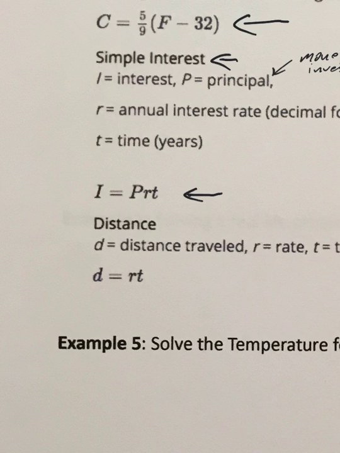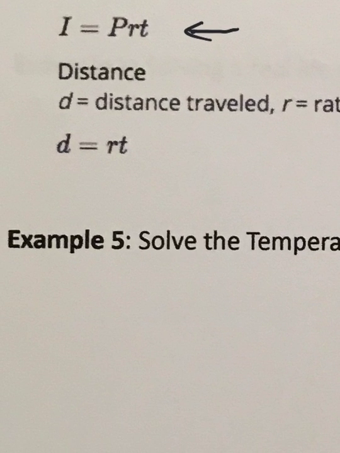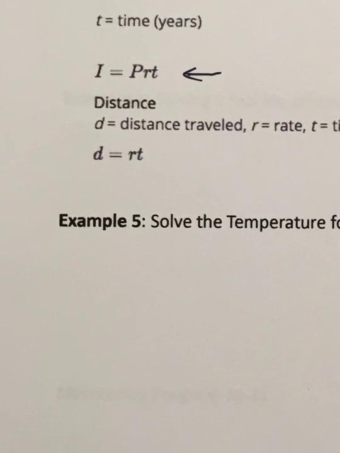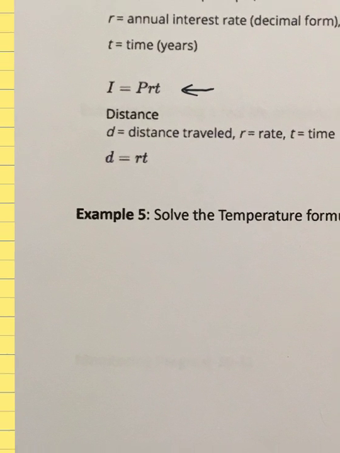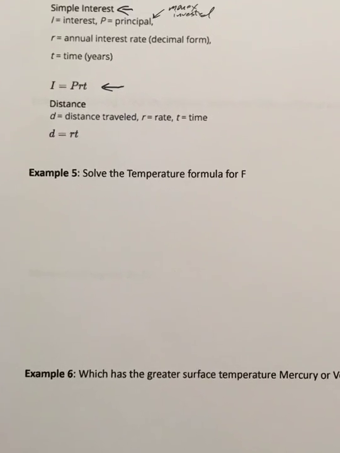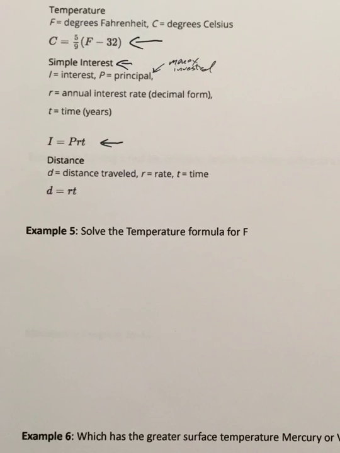This is a formula that you're going to see with Mr. Dreyfus. He's not going to use the letter D. He may be using the letter X, but it's the same formula. Distance traveled equals rate times time. All right? So let's go ahead and do a really, really tricky problem, and we'll do this one together.